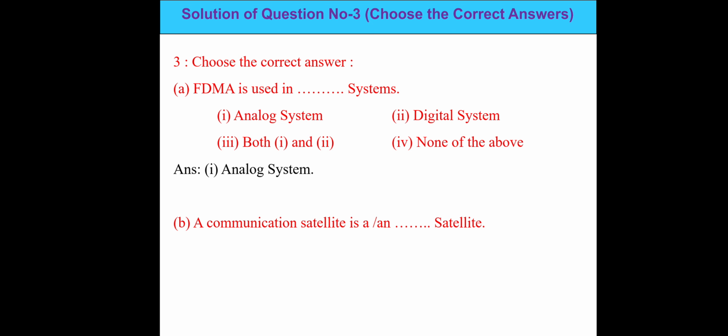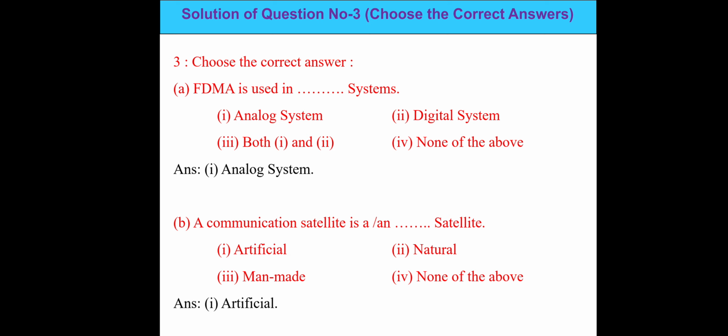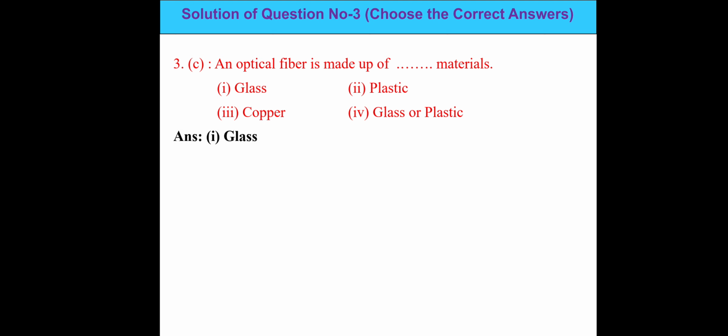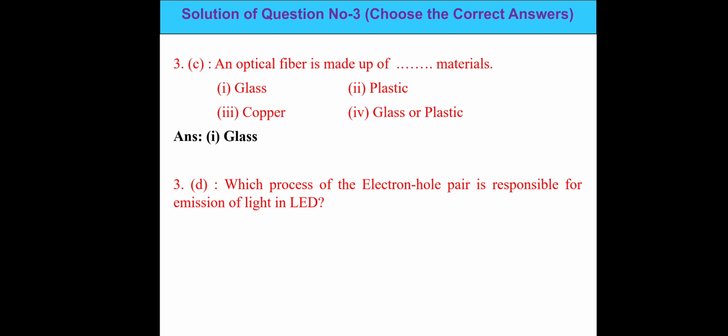Communication satellite is a dash satellite: artificial satellite, natural satellite, man-made satellite, none of this. So communication satellite is nothing but an artificial satellite. So option 1 is the correct answer. An optical fiber is made of dash material: glass, plastic, copper, glass or plastic. So an optical fiber is made of glass only, that is silica glass. That is one type of glass. So option 1 is correct.